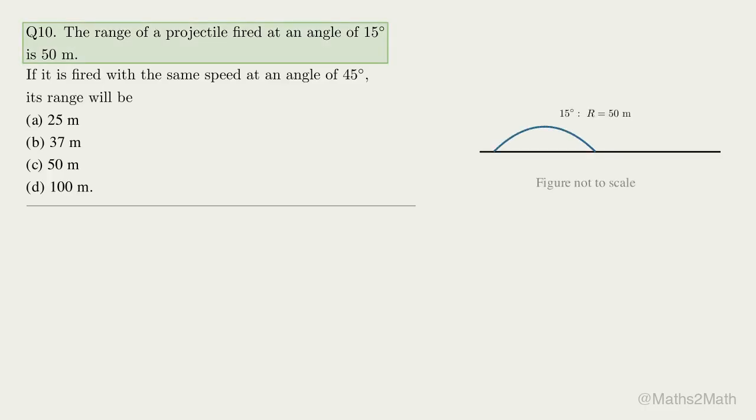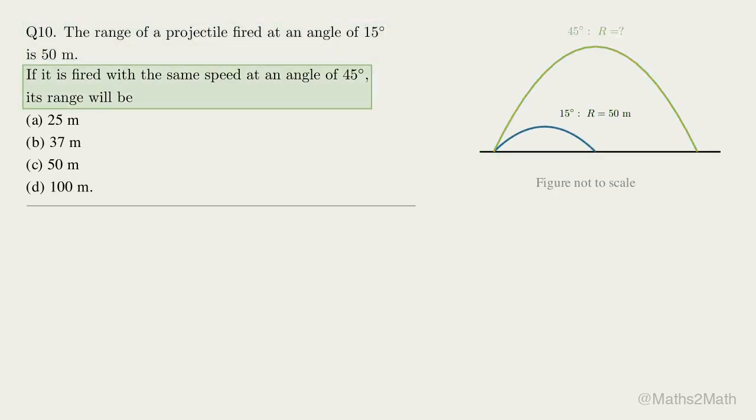Question 10. A projectile fired at 15 degrees has a range of 50 meters. Fired with the same speed at 45 degrees, its range will be option A, 25 meters, option B, 37 meters, option C, 50 meters, or option D, 100 meters.